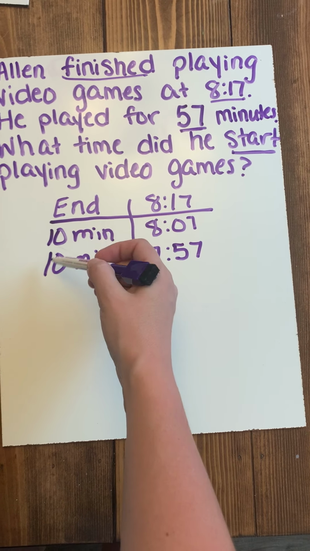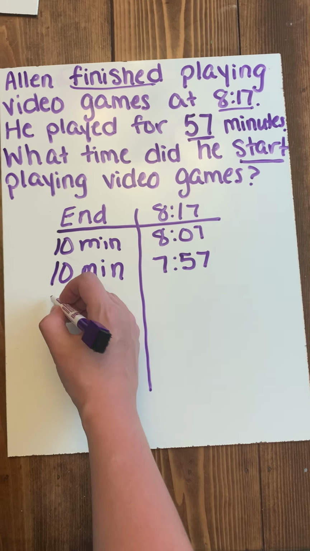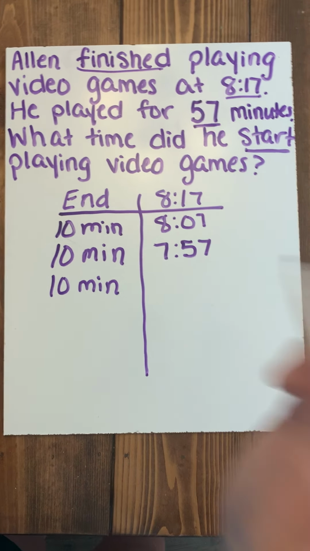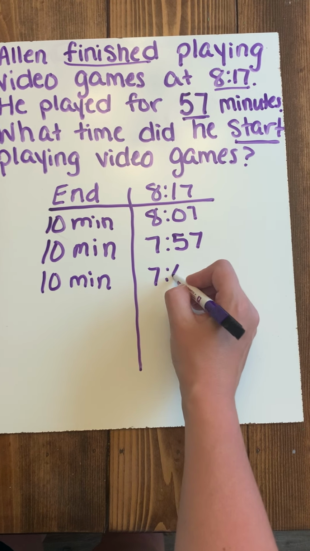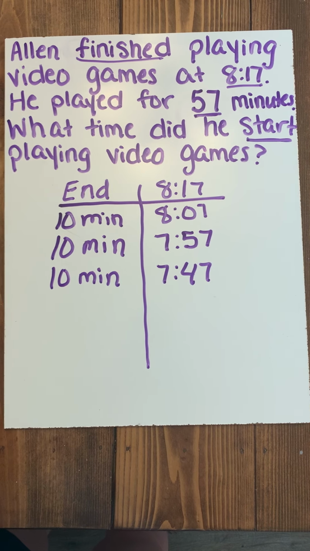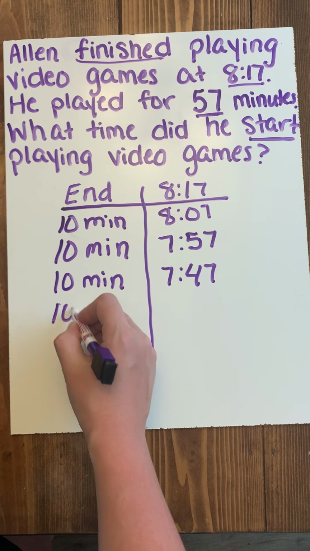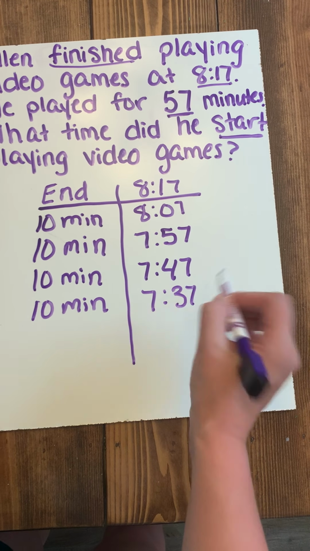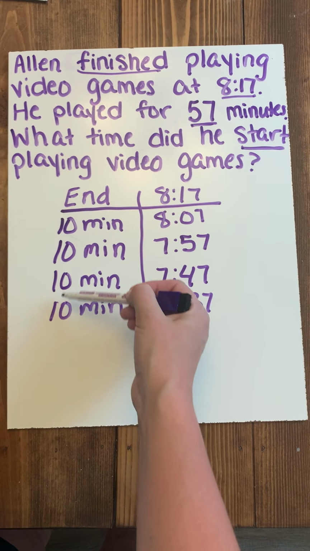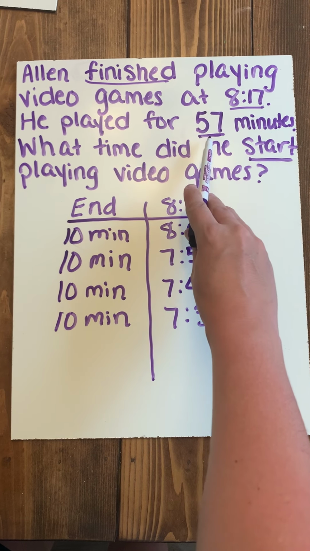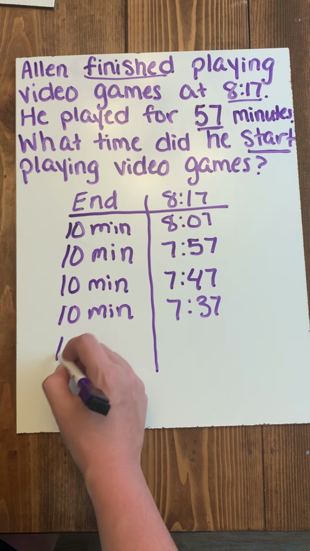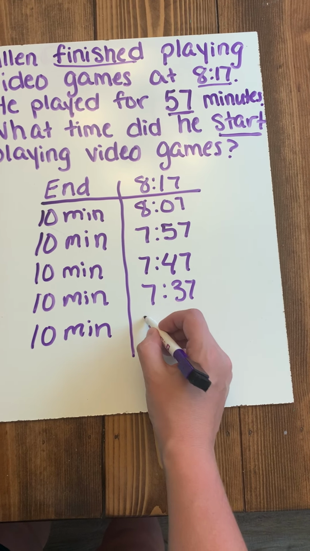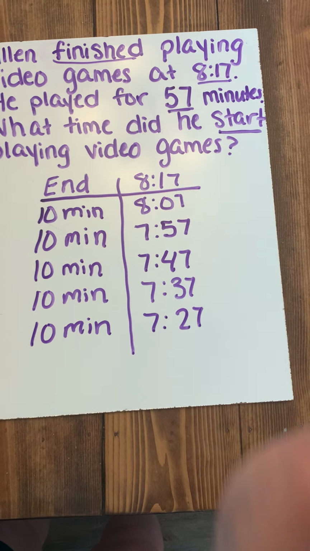Okay, I've taken away 20 minutes. I want to take away 57 minutes. So I'm going to take away another 10 minutes. 7:57 minus 10 minutes is 7:47. I'm going to take another 10 minutes away. That's going to give me 7:37. Okay, so far I've taken away 40, and I want 57 taken away. So I'm going to take another 10 away, and that's going to give me 7:27.